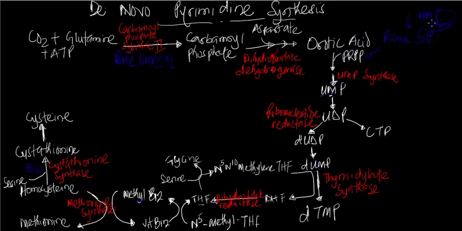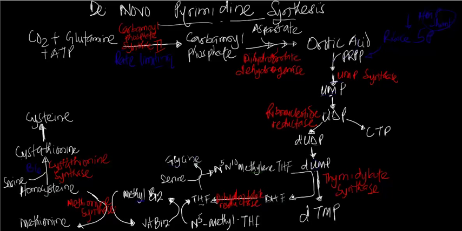The HMP shunt donates ribose 5-phosphate to form PRPP, and the enzyme that helps us form it is PRPP synthase. PRPP is phosphoribosyl pyrophosphate. From here, we want to form UMP, and the enzyme is UMP synthase. Remember, anytime you see synthase, from the name of the enzyme you can know the product we're producing. That's the UMP.